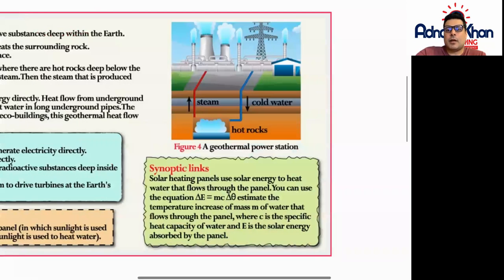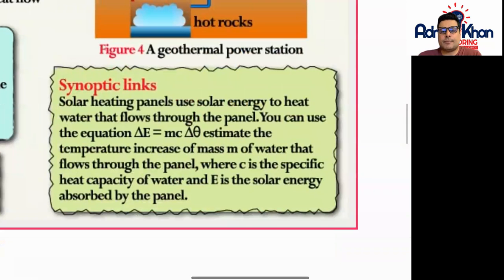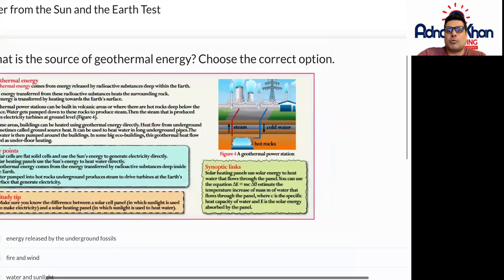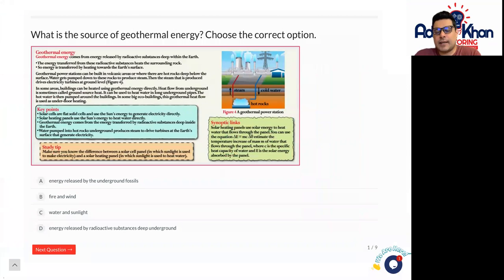So what's the link here? Solar heating panels use solar energy to heat water that flows through the panels. You can use this particular equation here to estimate the temperature increase of a mass of water that flows through the panels, where C is the specific heat capacity of water and E is the solar energy absorbed by the panel itself.